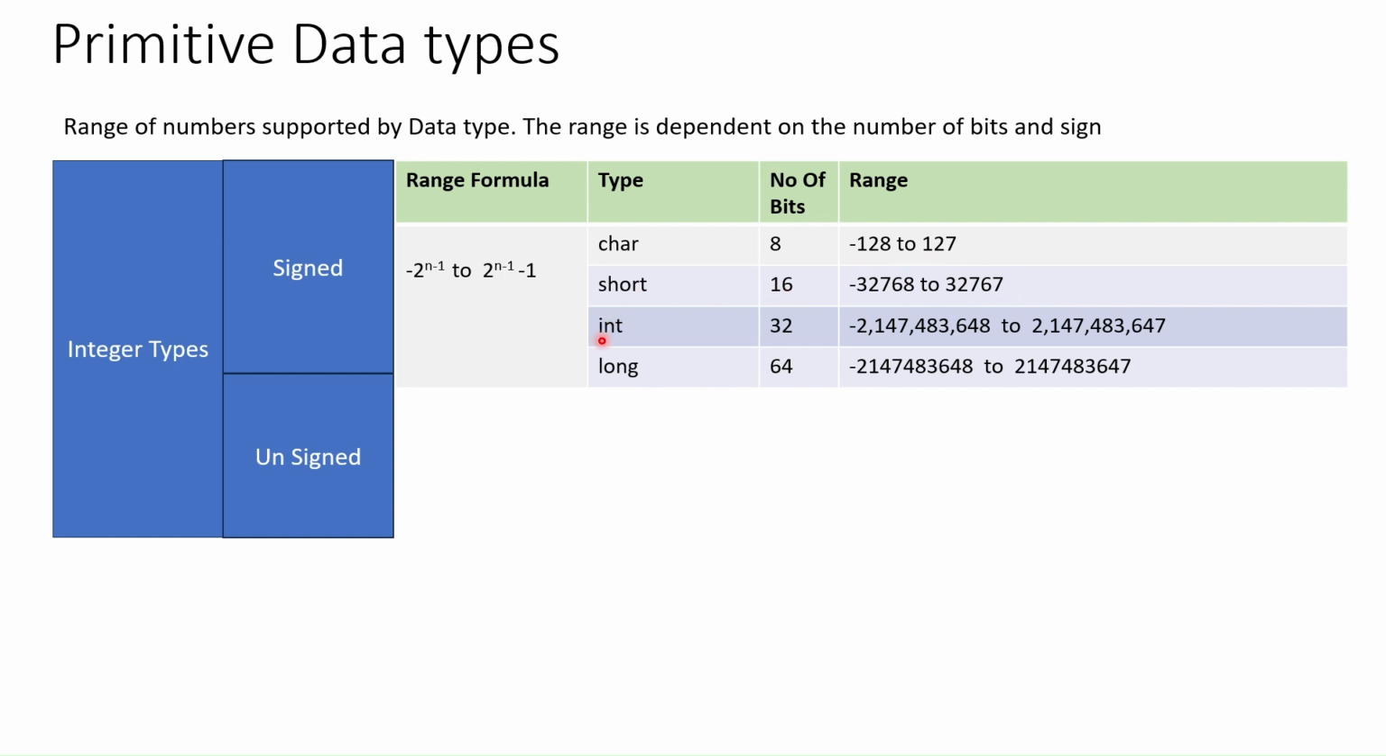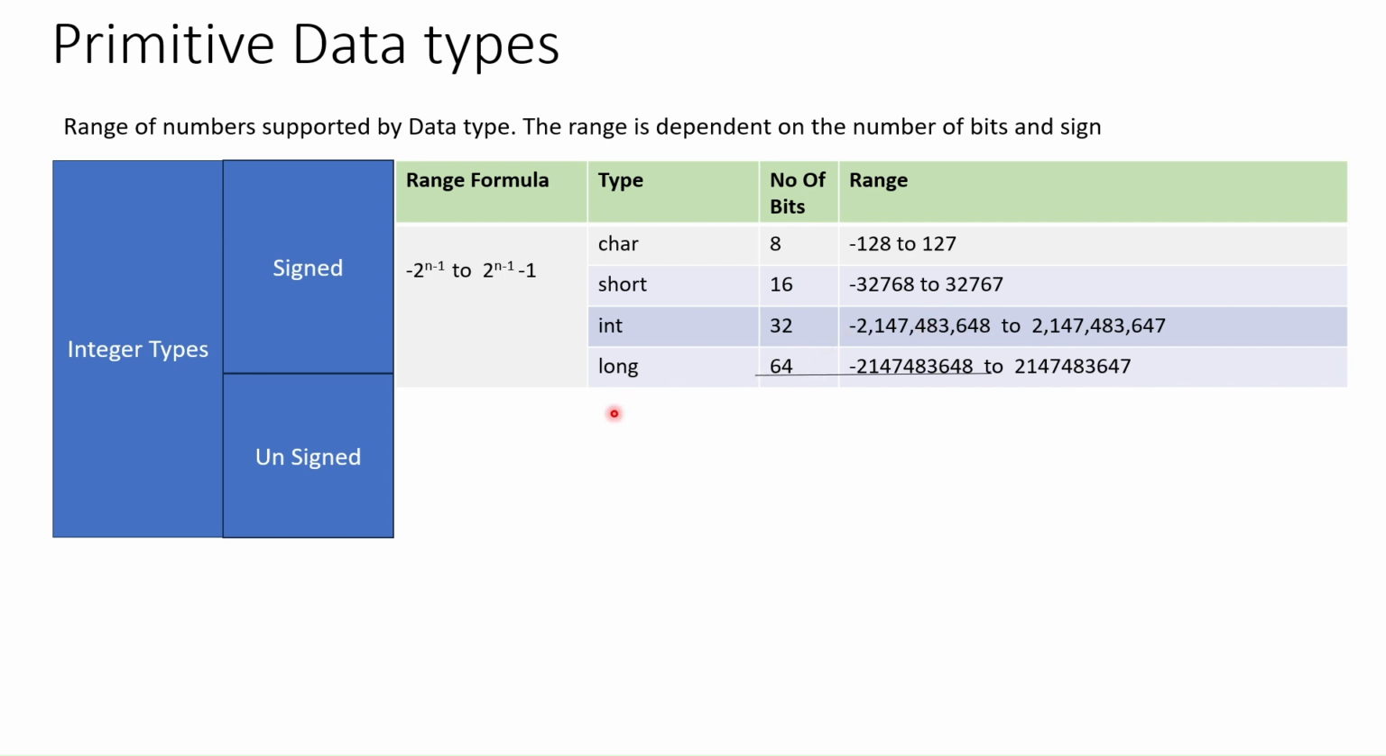Next is integer. You use the int keyword, and it supports 32 bits, and this is the range. See how big it is. If you want very large numbers, you can use int. And there is a very big integer data type, that is long. Long is 64 bits, and this is the range. It is an even bigger range than integer.